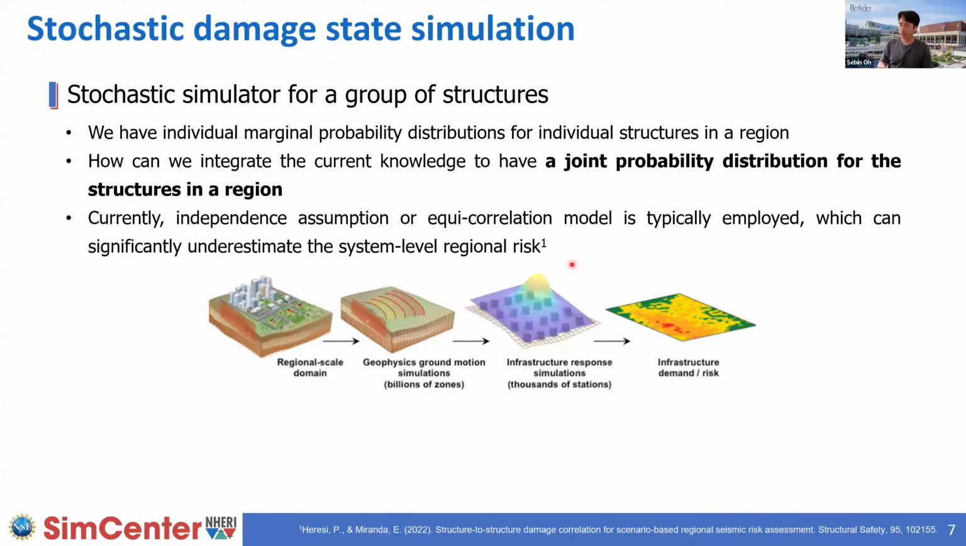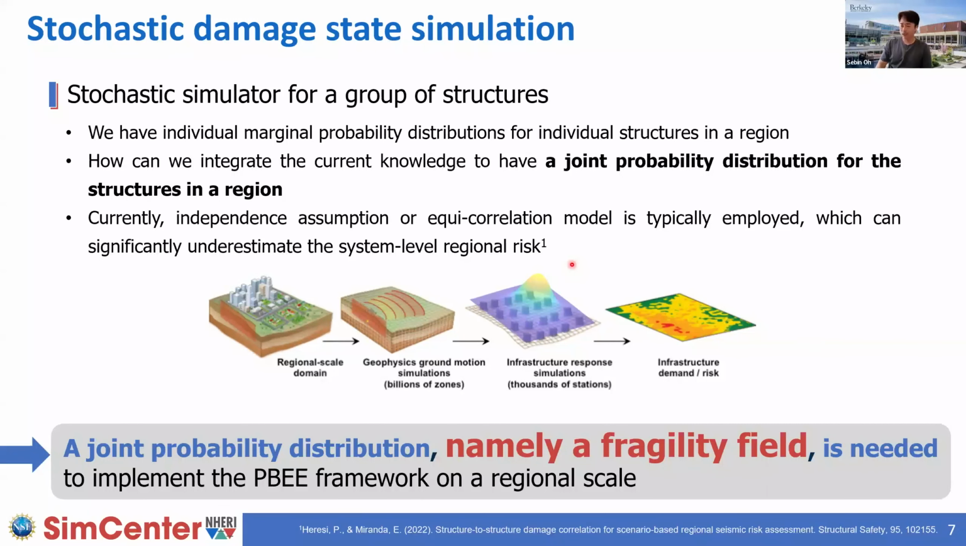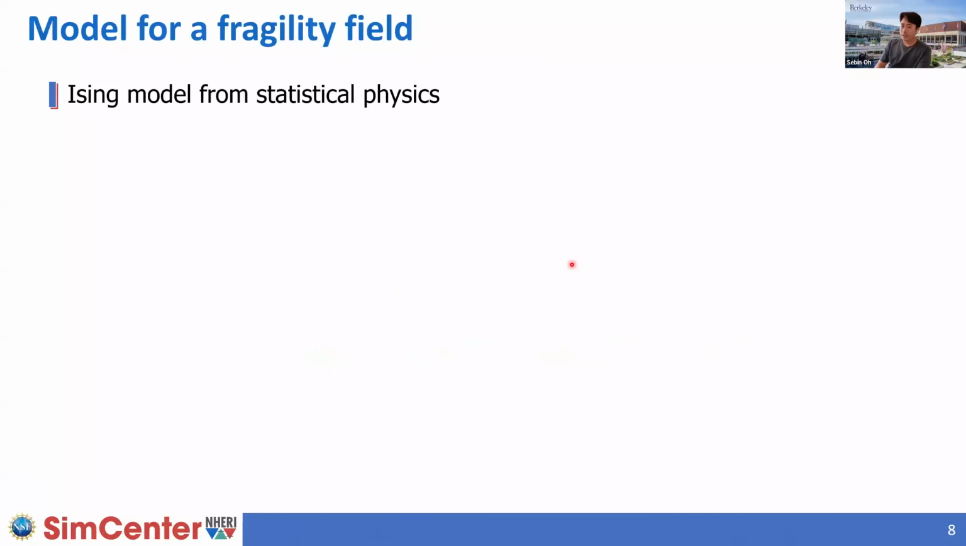And just as the marginal probability distribution is called the fragility curve, I call this joint probability distribution a fragility field. Maybe fragility surface would be more intuitive, but I just stick with the term field because it is a more common expression in the field of uncertainty quantification. And I introduced the Ising model from statistical physics as a very promising model for the fragility field.